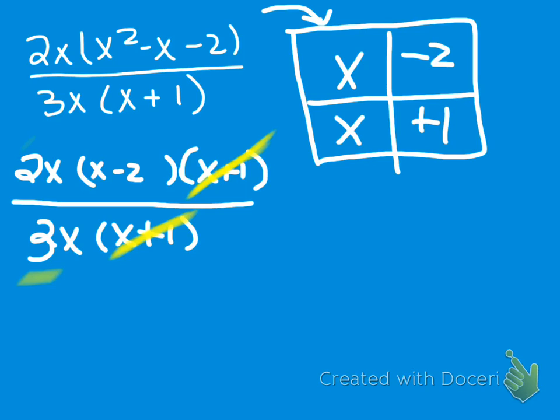Do we have anything in common, numerator and denominator? We have a 2x and a 3x, so we have an x in both of them. Okay, so we have an x there and an x there. So we can take those out, right? Yes. So then that just leaves a 3 on the bottom.